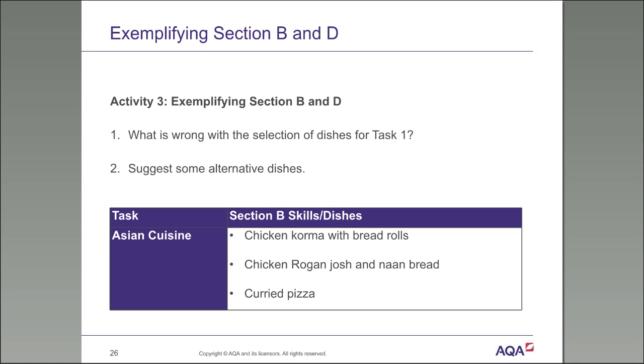Right, so I can see straight away a lot of you have realised that yes, the dishes are too similar. They're far too similar. There's a lot of repetition of skills, lots of bread. We've got bread rolls, naan bread, curried pizza with a bread base, chicken in both of the dishes, both curries. So they are very, very similar, and the skills are repeated. So no variation. I think we've all got that. So if we can think of some alternatives to those dishes that would get rid of that repetition and the dishes being too similar.